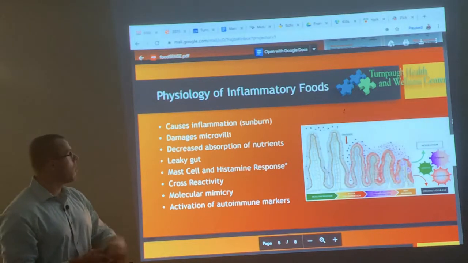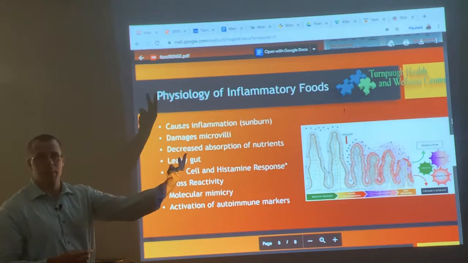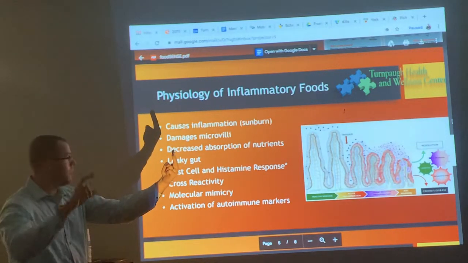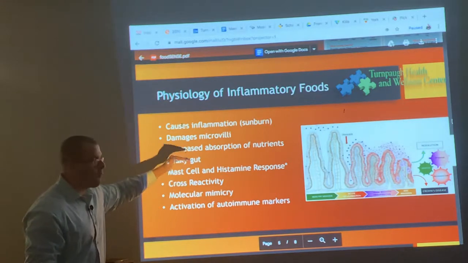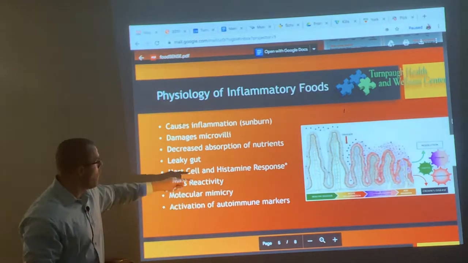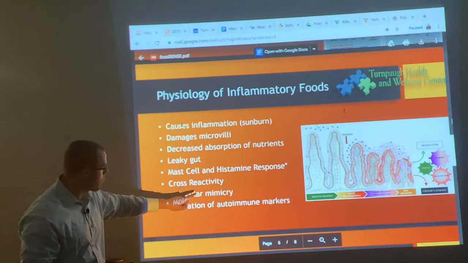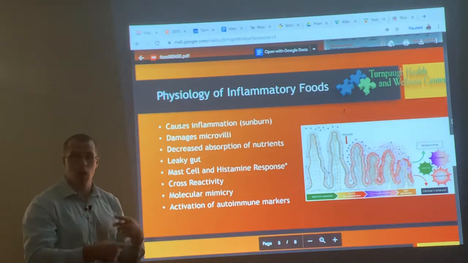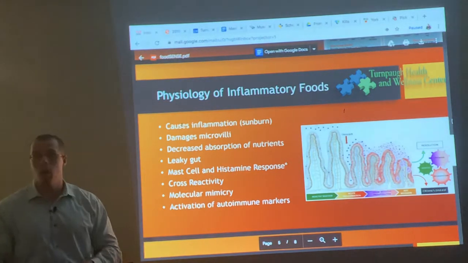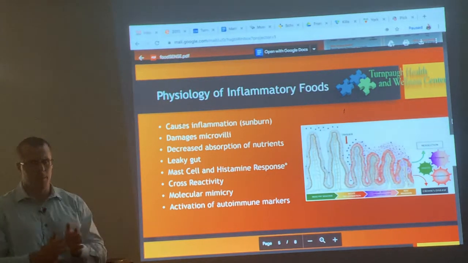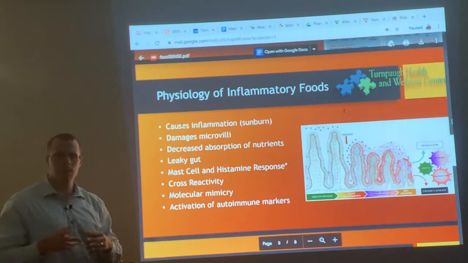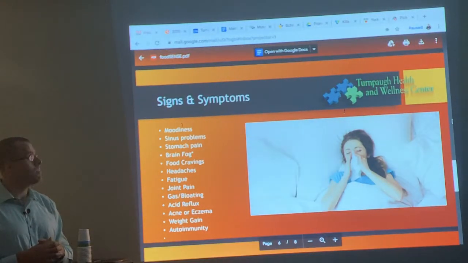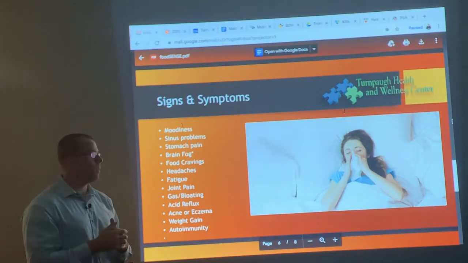To sum it up, we have inflammation. We have damage in the microvilli. Once we have damage in the microvilli, we start having leaky gut, okay? If we have this for a long enough period of time, we'll start stimulating mast cells, cross-reactivity and molecular mimicry, and if that goes untreated for a long period of time, we'll start developing autoimmune conditions. Does that make sense, that progression? So the autoimmune condition could be like a Sjogren's? Yes, those are all, yep.